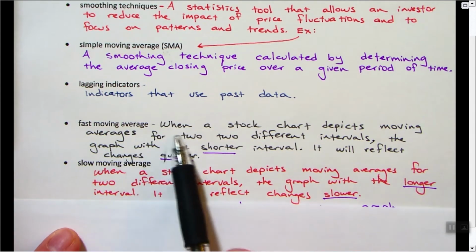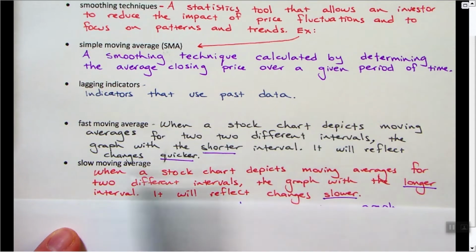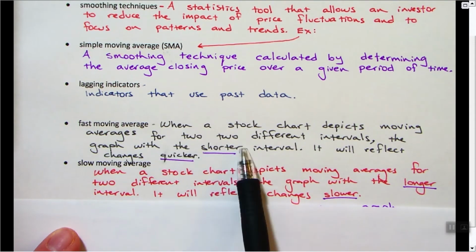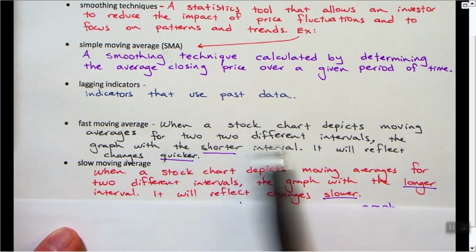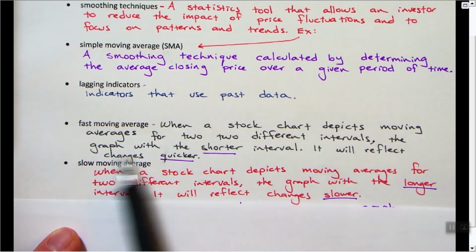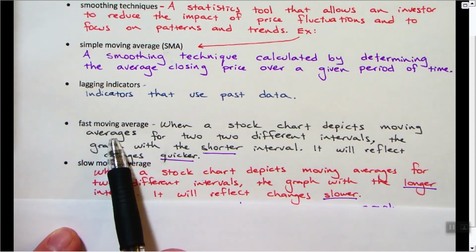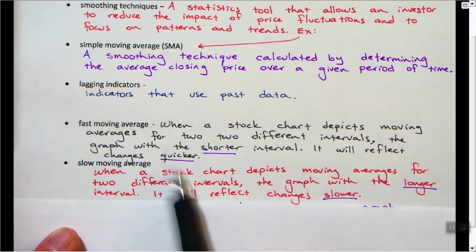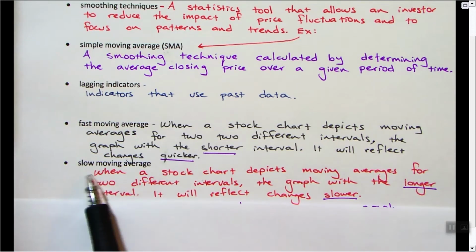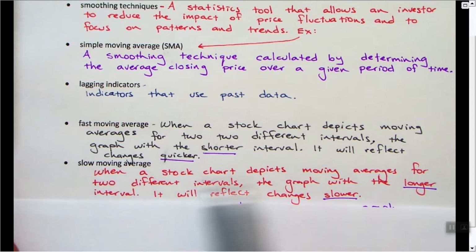Okay, when a stock chart depicts moving averages for two different intervals, the graph with the shorter interval is the fast moving average. It will reflect changes quicker, so there's less of a lag. It'll show changes quicker.